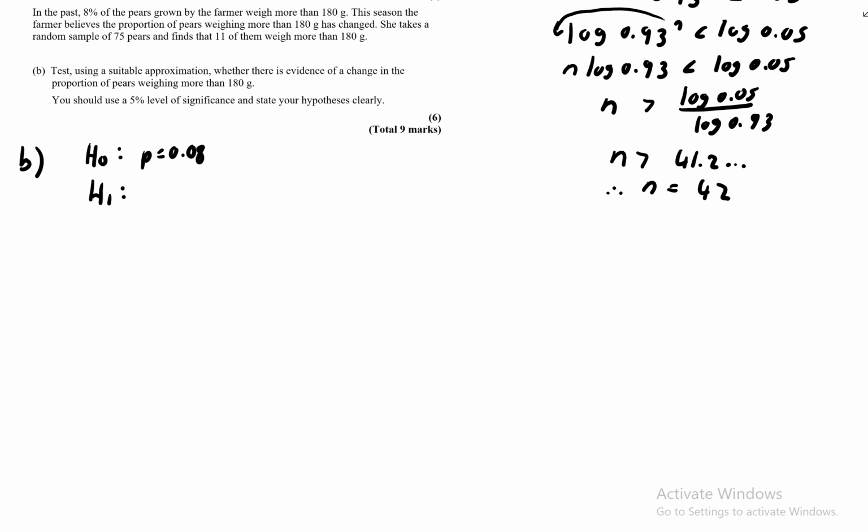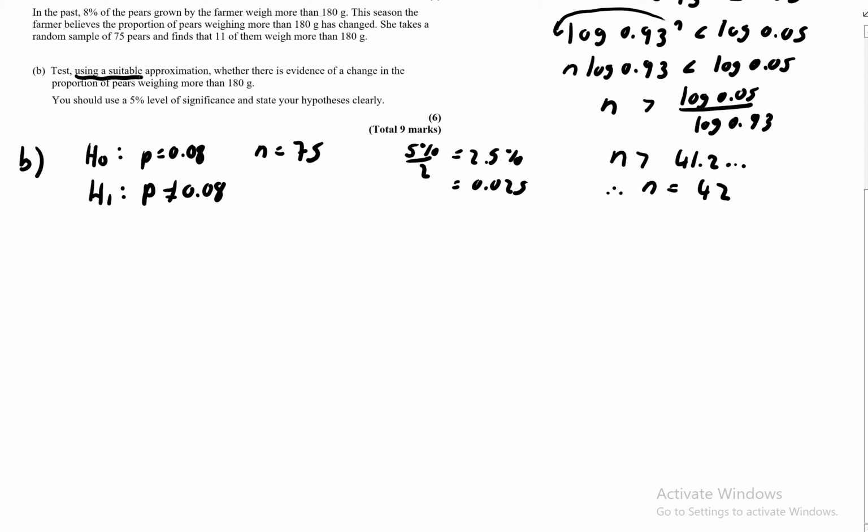In part B, this time 8% of the pairs weigh more than 180 grams. The farmer believes that the proportion has changed, so it's a two-tailed test. H1 will be P is not equal to 0.08 with an n value of 75, halving the significance level, which is 2.5%.